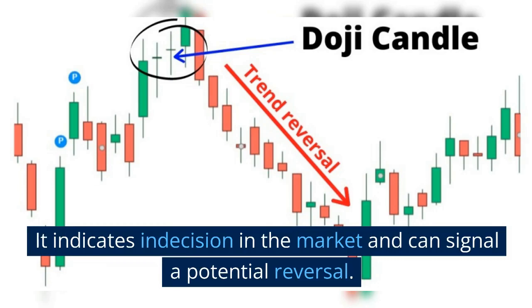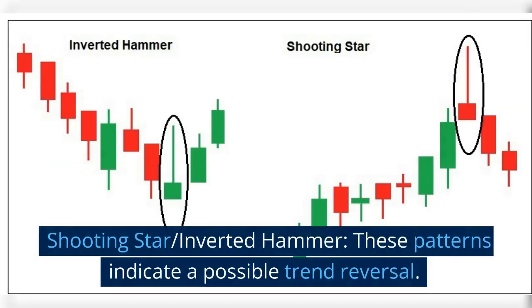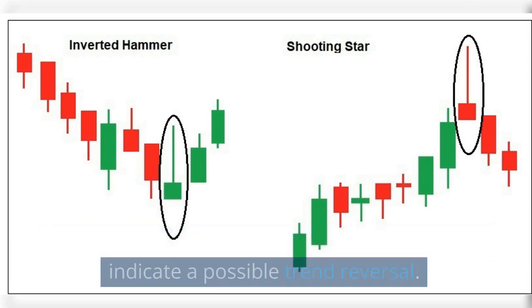So doji indicates indecision in the market and can signal a potential reversal. You can see the image showing there will be indecision in the market. First there will be one doji, then another doji, then there will be a green bullish one, then there will be a trend reversal. The fourth one is shooting star or inverted hammer. You can see both of them in the image. It shows the possible trend reversal.